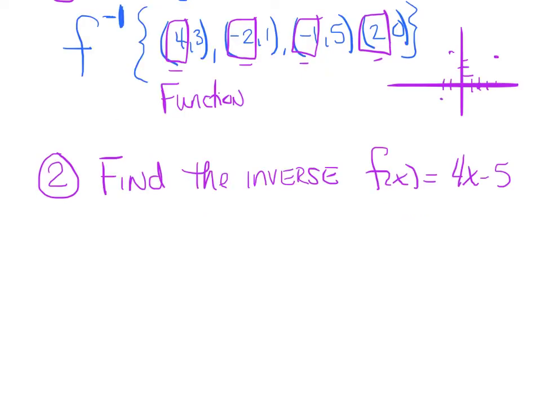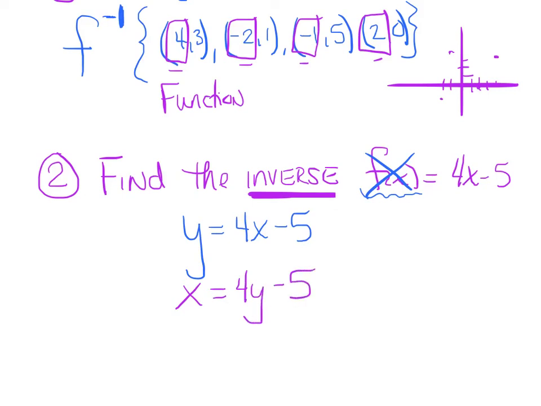Find the inverse given f of x equals 4x minus 5. Now, I just want to recall, this is just fancy notation for what variable? Y. I'm going to rewrite my equation as y equals 4x minus 5. Now, I haven't found the inverse yet. I haven't switched my x and y. I just want you to understand that f of x is really just y. Okay, so now to find the inverse, we're going to switch the x and y.